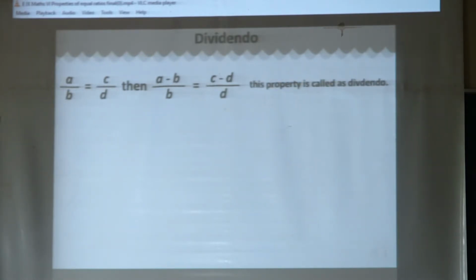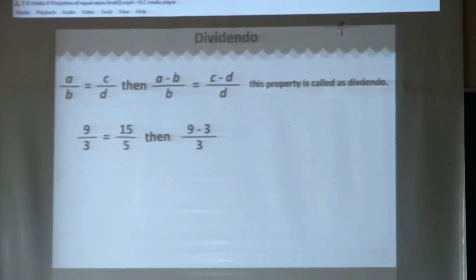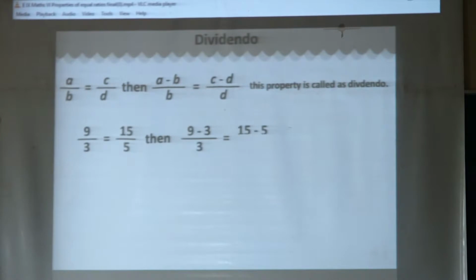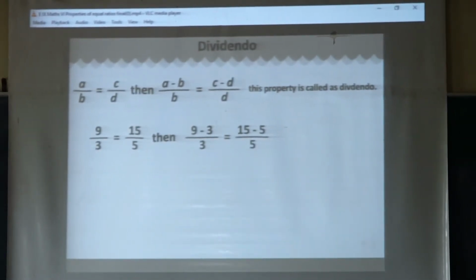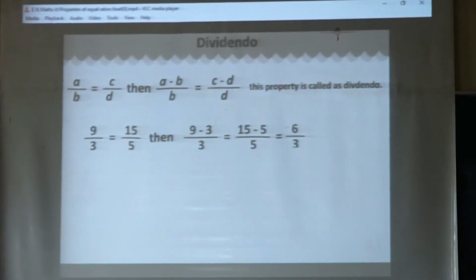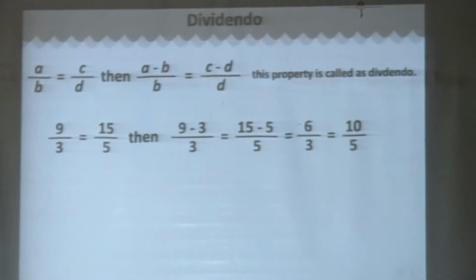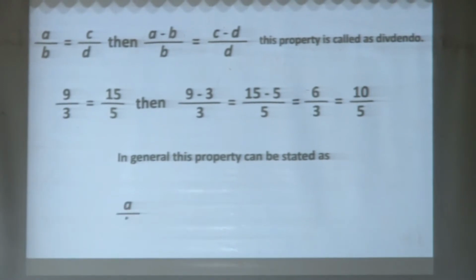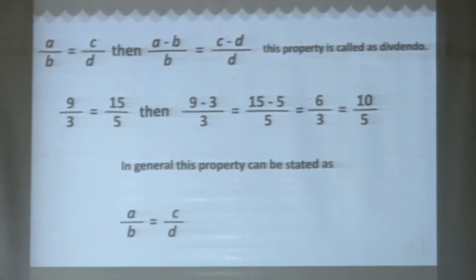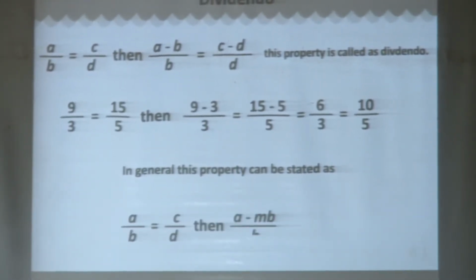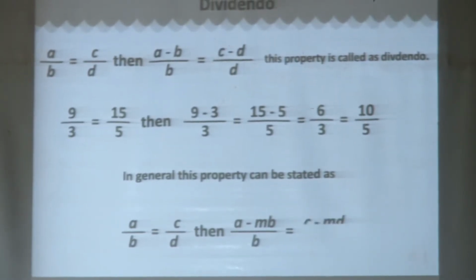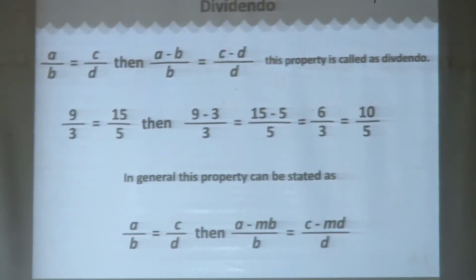So if 9 upon 3 is equal to 15 upon 5, then by applying dividendo, 9 minus 3 upon 3 is equal to 15 minus 5 upon 5, which is 6 upon 3 is equal to 10 upon 5. In general, this property can be stated as: if A upon B is equal to C upon D, then A minus mB upon B is equal to C minus mD upon D.